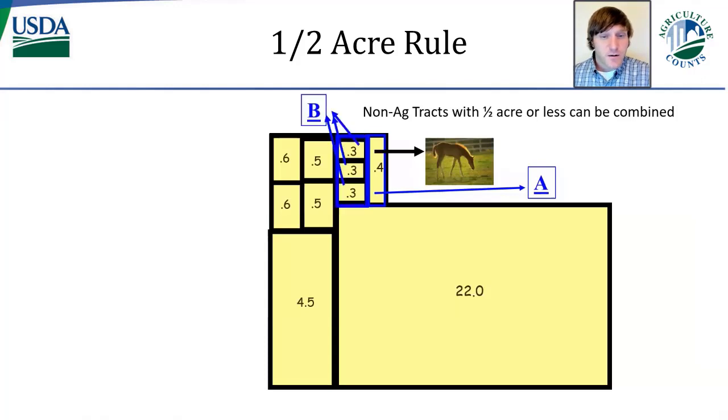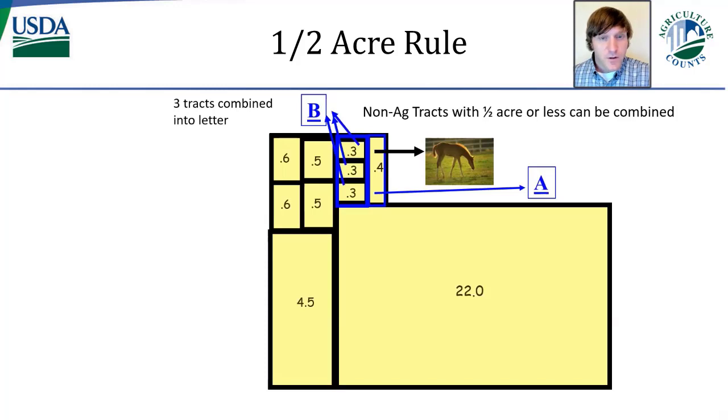To the left of tract letter A, we have three non-ag parcels of land of 0.3 acres each. All contiguous non-agricultural areas can be drawn off and assigned one tract letter on the aerial photo or map. Contiguous means that the parcels of land are next to each other or are sharing a boundary. So we take all three of these parcels of land and give them one tract letter. This will be tract letter B.